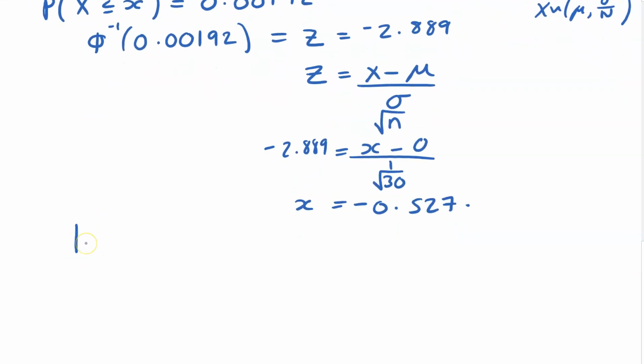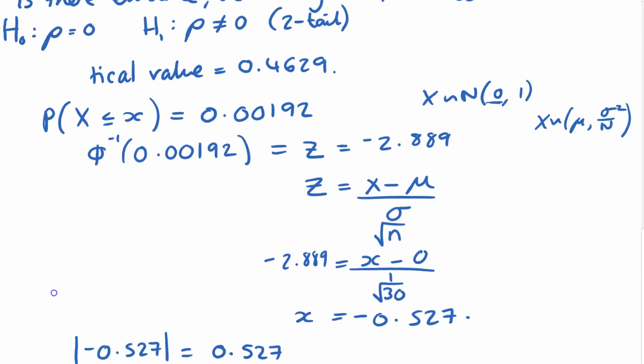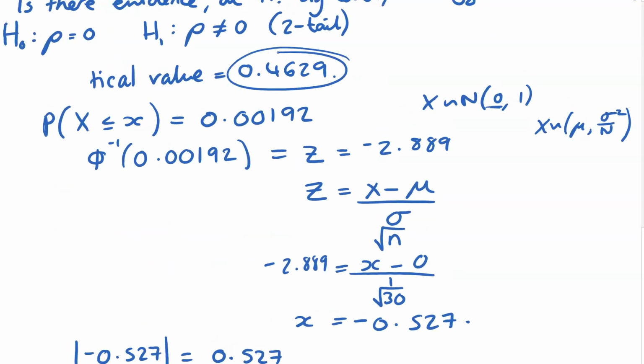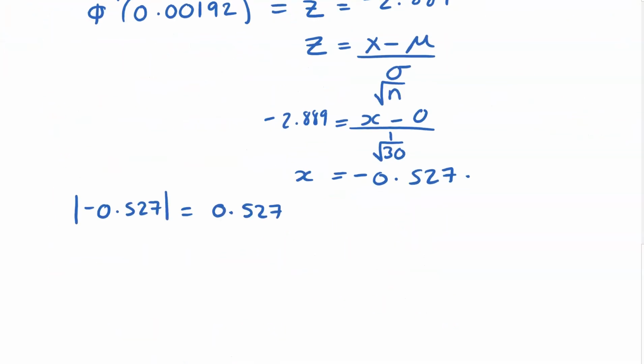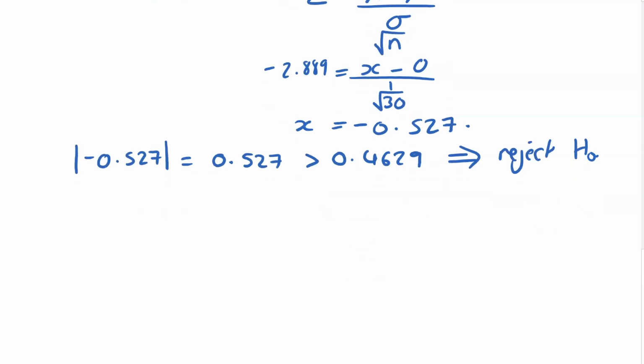So the modulus of the x value, it's actually r really, I suppose. The modulus of that is that with no negative on. Alright, and is that more or less than our critical value? Our critical value was 0.4629. So that is greater than 0.4629. Therefore, we reject H0. And then we put it into words.